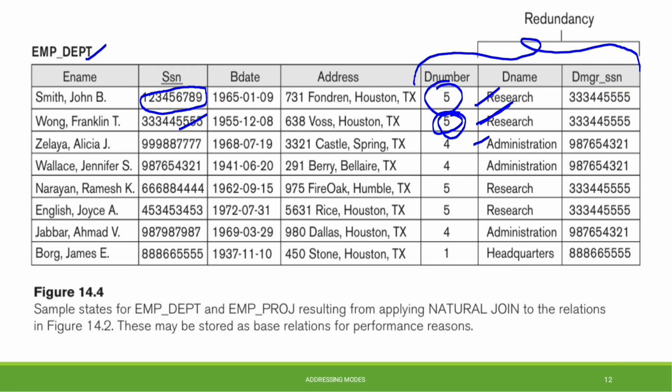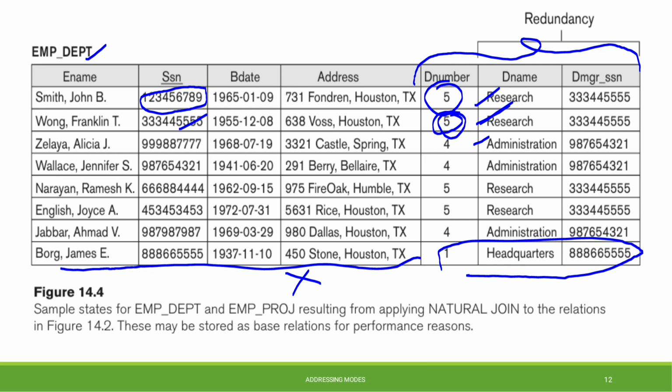That is the second one. Next, when a new department has been formed, if not yet any employee has been assigned, then there we have to store null. But for SSN we cannot store null, it is the primary key. That is the third problem. So these are the three problems related to insertion, called insertion anomalies.